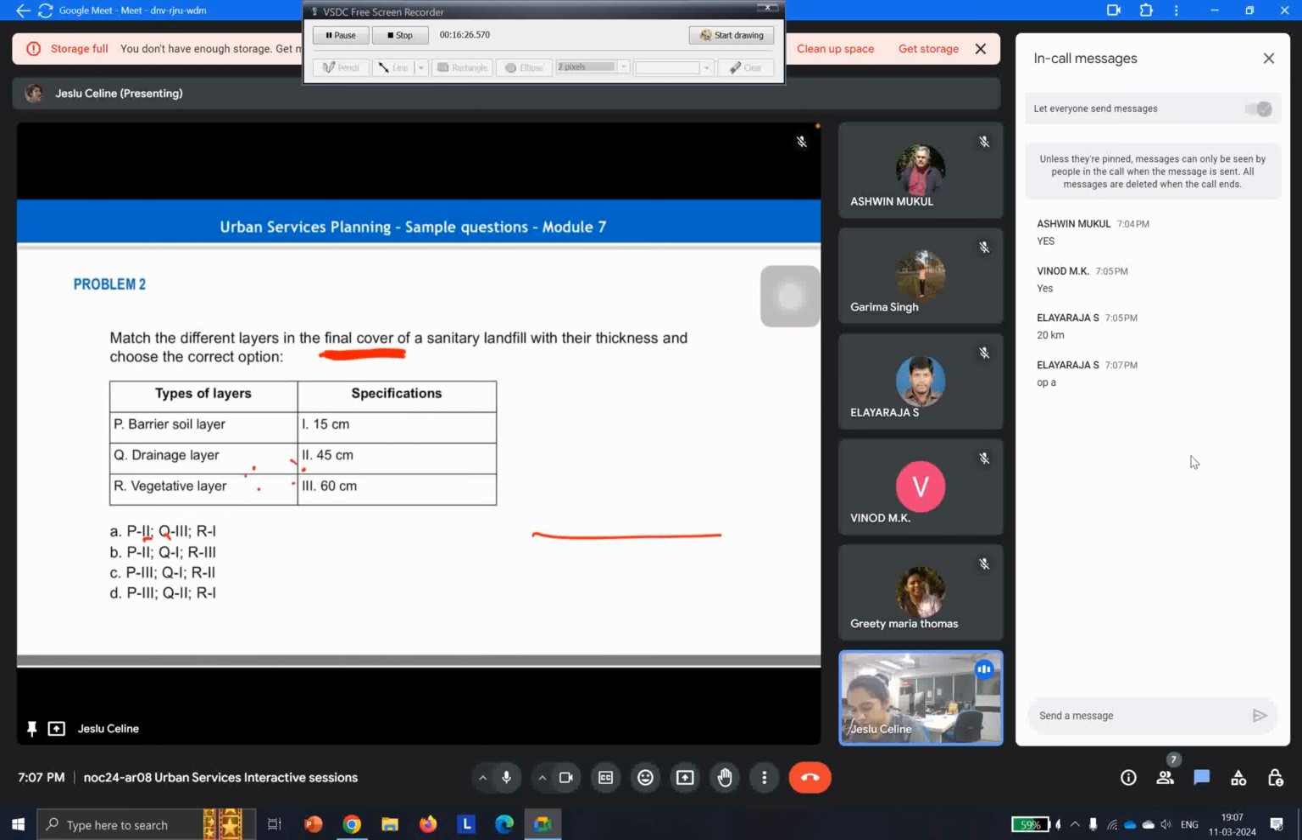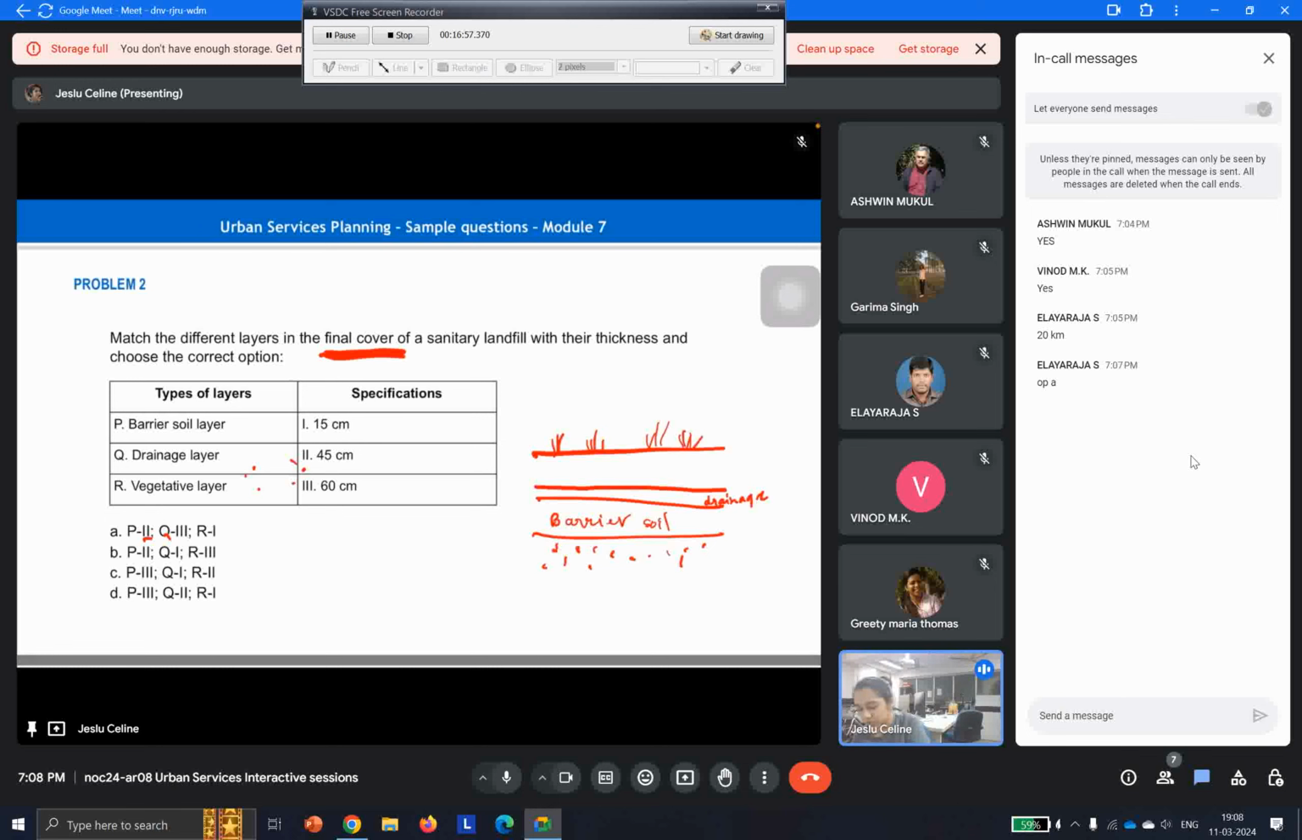So usually we have the waste, which is over here. On top of the waste, we have the barrier soil, because the barrier protects the waste from the outside. So we have the barrier soil and then we have a small drainage line which goes above through that. So that's the drainage. And then on top of the drainage, we have another layer in which the vegetation is put. So this is how the top layers are designed.